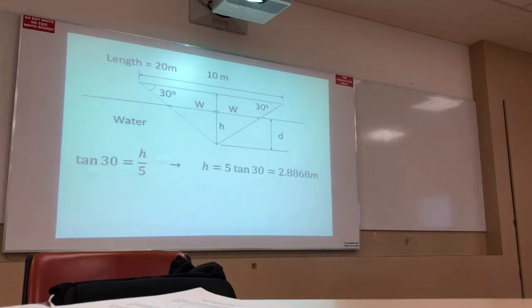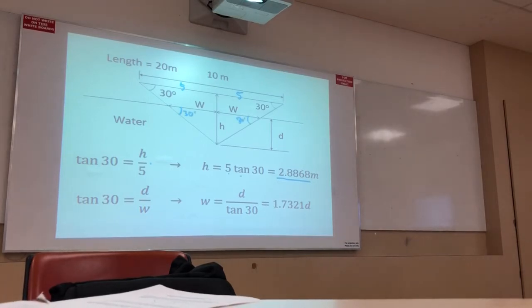Now the distance from here to here is 5. Here to here is 5. So tan 30 is H by 5. And H is 5 tan 30. I can find this now. Okay? So what is tan 30 again? So this is also tan 30. Similar triangle. This is also 30. So I can write tan 30 is from here to here is W, right? And from here to here D, correct? So D by W. So W becomes D by tan 30. Then I can write 1.732 times D. This indicates the value of W.